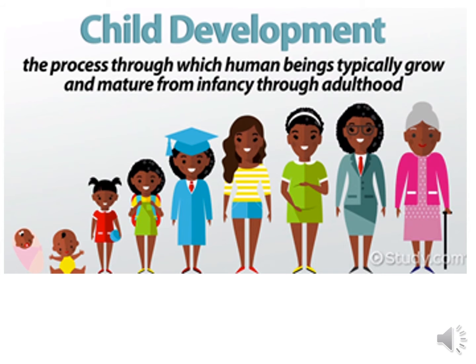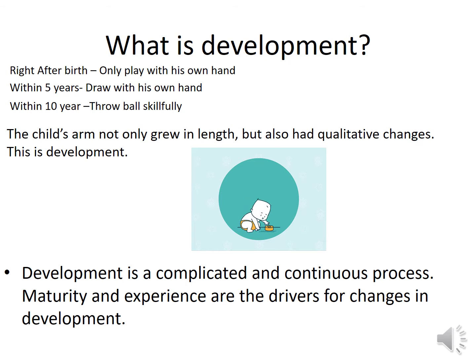Now the development. Development is typically the experience and the maturity of a child. Let's talk about some examples. Right after birth, we see that the child can play with his own hand, but within 5 years he or she can draw with his own hand, and within 10 years he can throw balls skillfully.